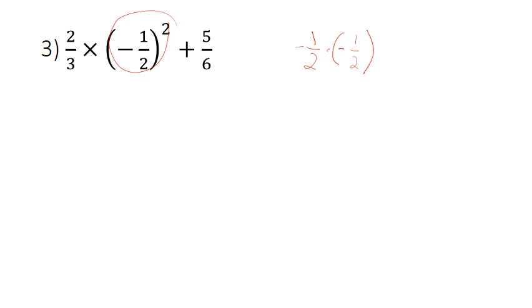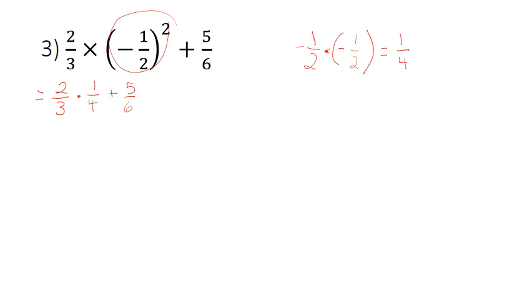When we multiply a negative times a negative, it always gives us a positive, so I know my product will be positive. And then I'm just going to multiply the numerators and then multiply the denominators. So 1 times 1 is 1, and 2 times 2 is 4. So that means that negative 1/2 squared is actually equal to positive 1/4, which is very interesting. So we have 2/3 times 1/4 plus 5/6.